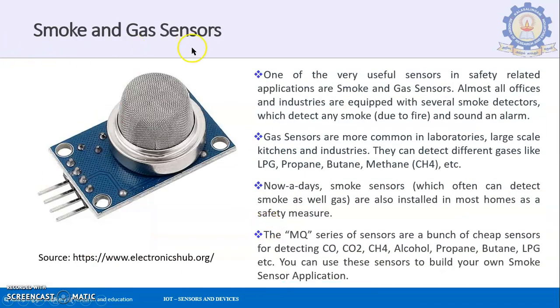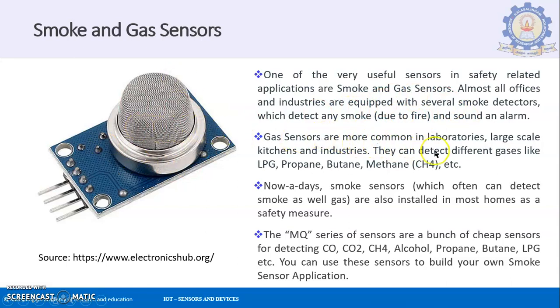Okay. Next one is your smoke and gas sensor. It is one of the very useful sensors for safety related applications, to detect if there is any smoke or gas in the air. Almost all offices and industries are equipped with these. If there is a fire, it can be detected with the help of this smoke or gas sensor. You would have seen in movies or sometimes in real life, when smoke is detected from the ceiling, you will see water spraying down. That is the principle and the use of this particular smoke and gas sensor.